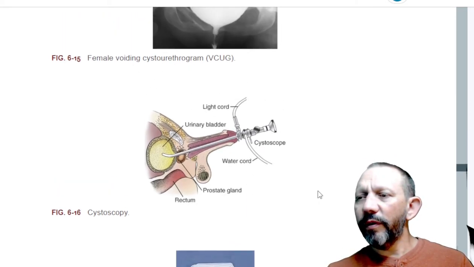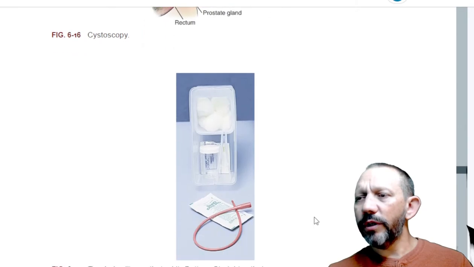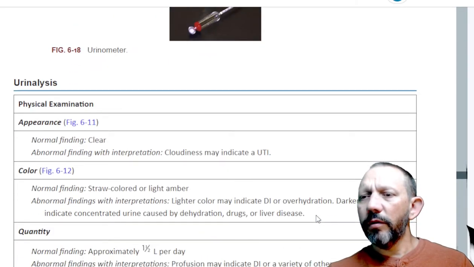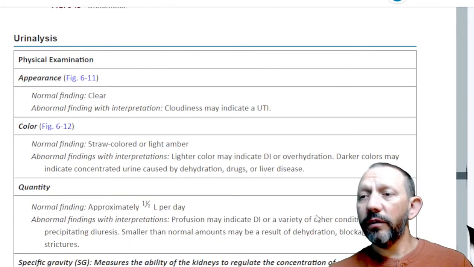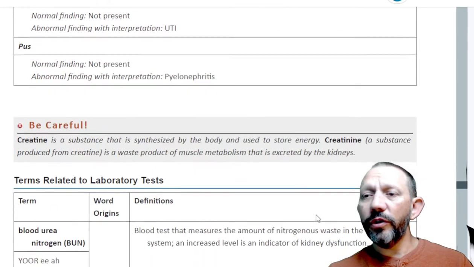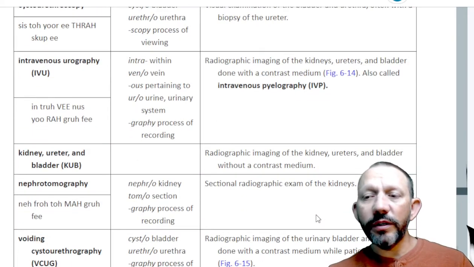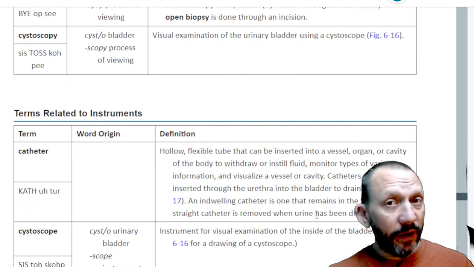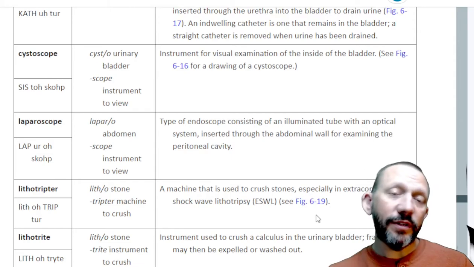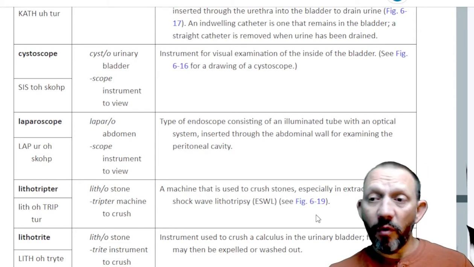Female cystourethrogram, a male urethrogram. Ouchie. There we go. You can check specific gravity, urometer in there. This is good information here. You can go through and just get used to seeing all this stuff. A lot of it looks repetitive. So this is also good because you'll see things like CT scan or MRI and stuff like that.